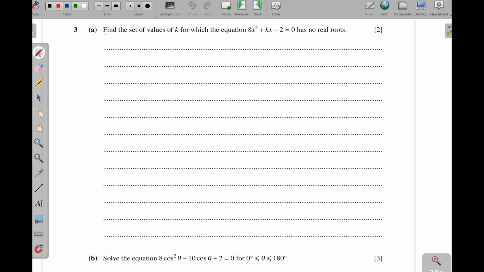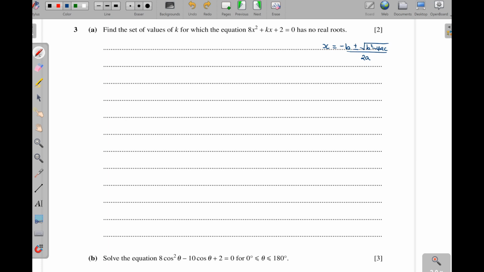Question 3, part A. Find the set of values of k for which this equation has no real roots. Now remember, when we are solving a quadratic equation, we say x is equal to minus b, plus or minus the root of b squared minus 4ac, all over 2a. Now, to determine the nature of these roots, we use this discriminant here inside the square root. If it is equal to 0, that means this whole thing is going to go, and we are going to remain with minus b over 2a.